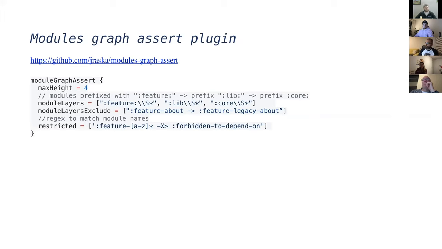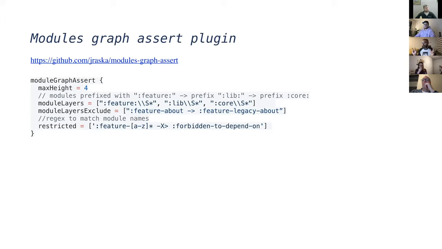So you can specify max height. The next one, which is most important, is module layers. Here you define the layering of your modules. You structure your project into features, libraries and core. And here you say that features might depend on libraries and libraries might depend on core, but core cannot depend on libraries and libraries cannot depend on features. And most strictly, features cannot depend on features and libraries cannot depend on libraries.